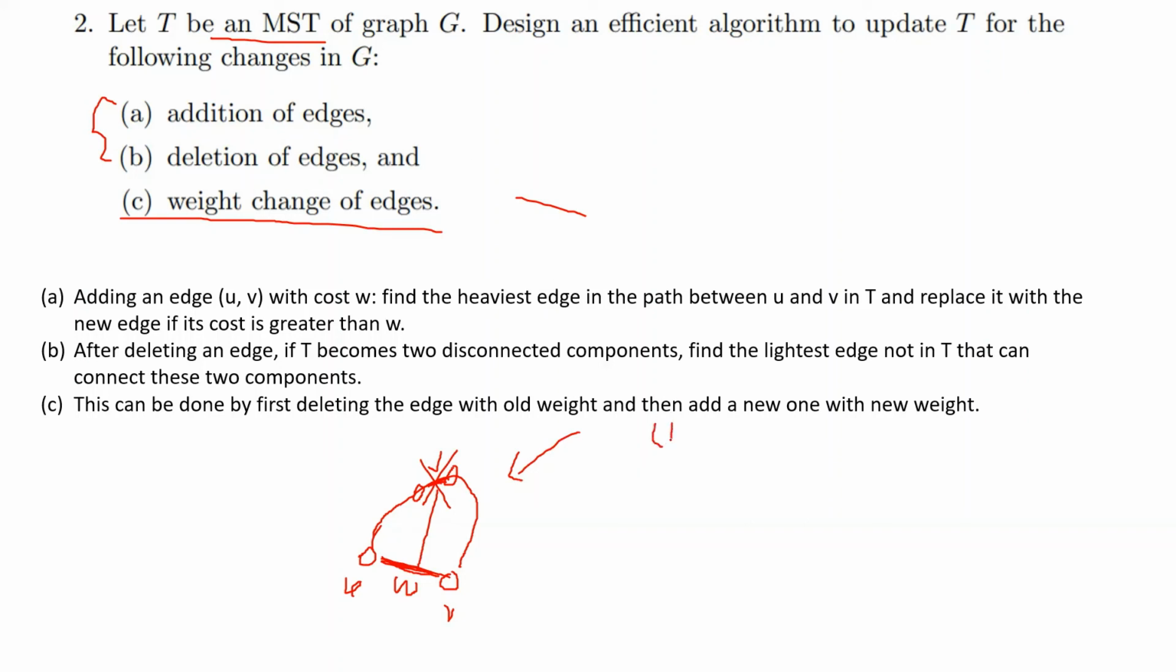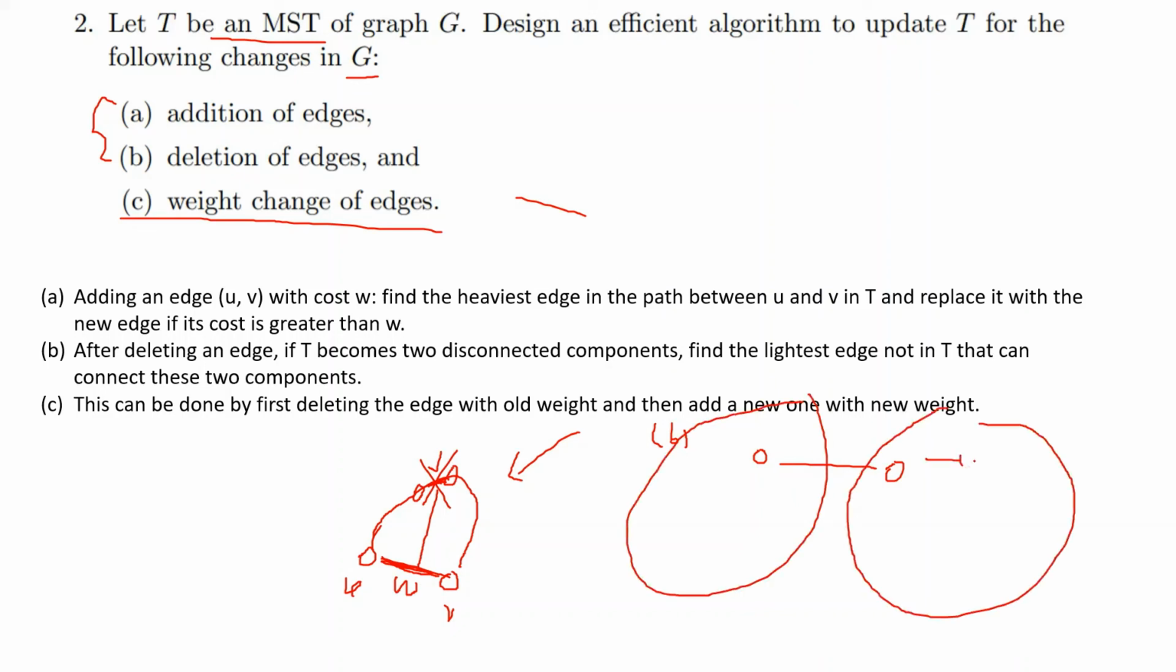And for B, deleting, you first have to check whether this edge appears in the MST. If it doesn't appear in the MST, then deleting it doesn't affect the MST. You just need to delete it in G. And if it is in the MST, then deleting it will result in two connected components.